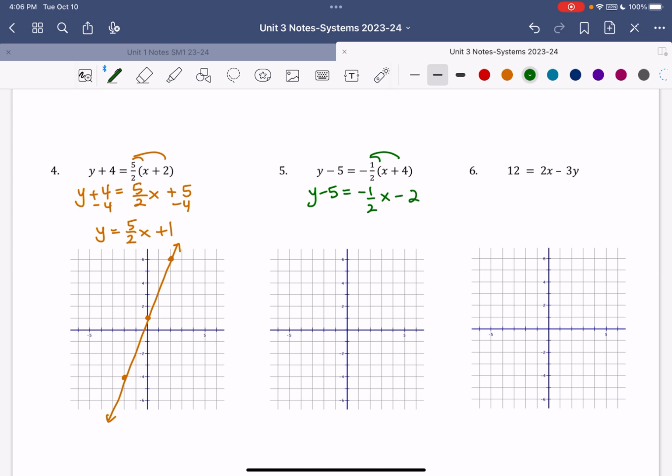So when we distribute that -1/2, we get -1/2 x minus 2. We're going to add the 5. So y is equal to -1/2 x plus 3. So we start at +3, and then our slope is -1/2. So that means down 1, right 2, or up 1 and left 2.